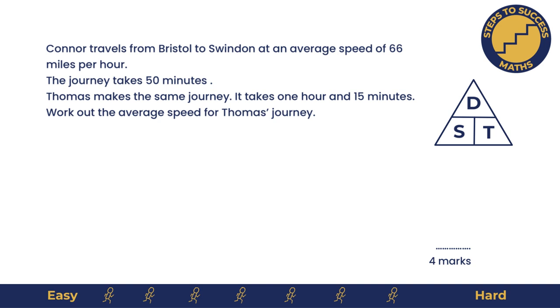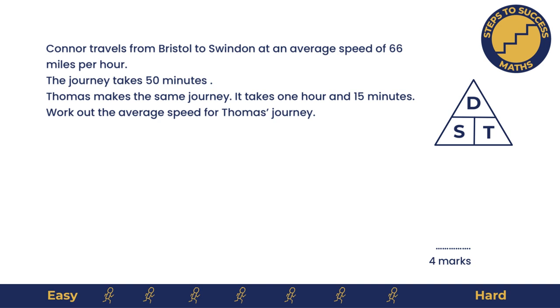Connor travels from Bristol to Swindon at an average speed of 66 miles per hour. The journey takes 50 minutes. Thomas makes the same journey. It takes 1 hour and 15 minutes. Work out the average speed for Thomas's journey.